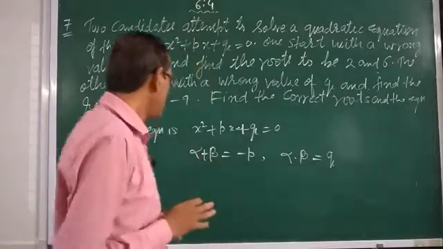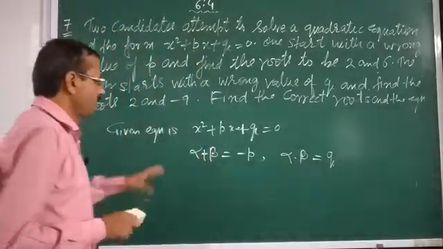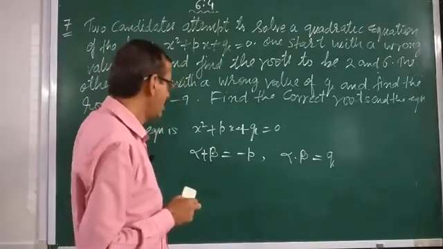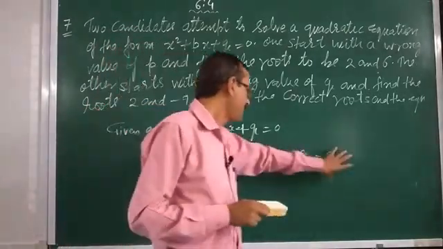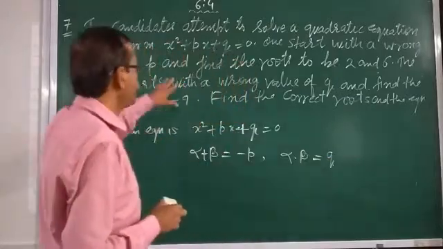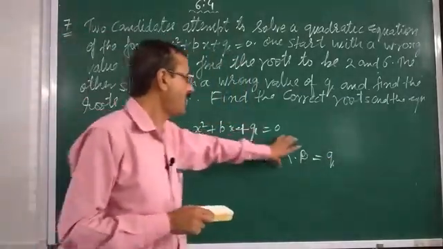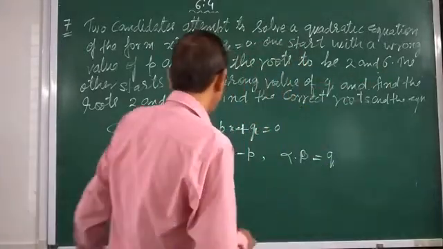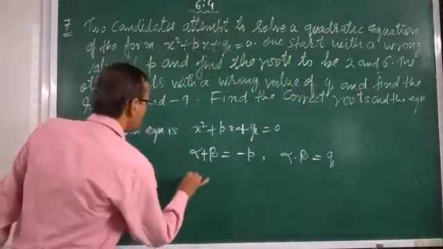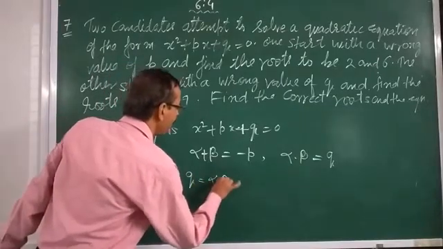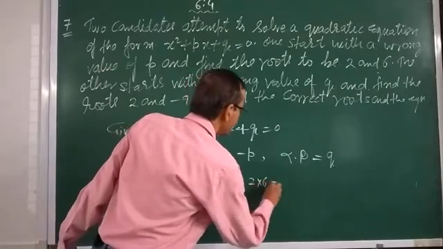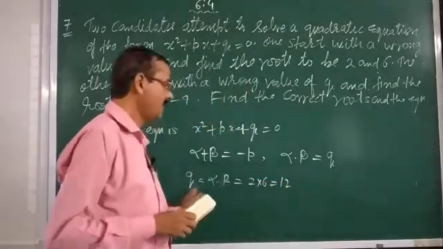Right. So now students, because in the first case p was wrong and q was correct, what will be the product of these two roots, because the roots given here are 2 and 6. So q is equal to alpha into beta, that is the product of roots. It means 2 into 6, that is equal to 12. That is for q.